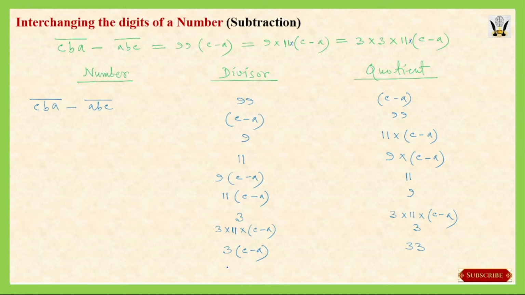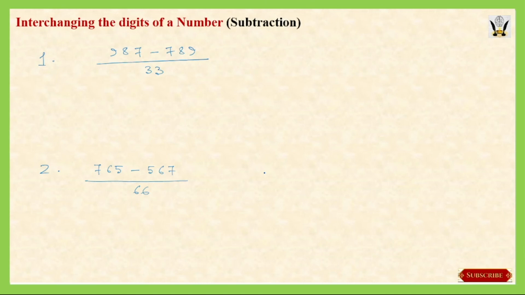Now suppose we do the opposite, meaning we divide by 33, by the multiplication of these two factors, then the quotient will be c minus a this time. So here we have all these combinations of divisors or divisions, and without putting much effort and time we can answer. Now next we will perform these two operations.